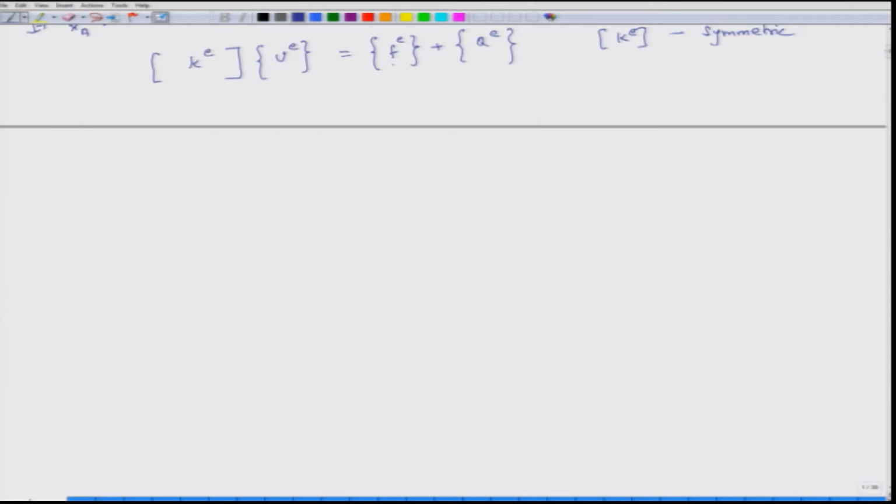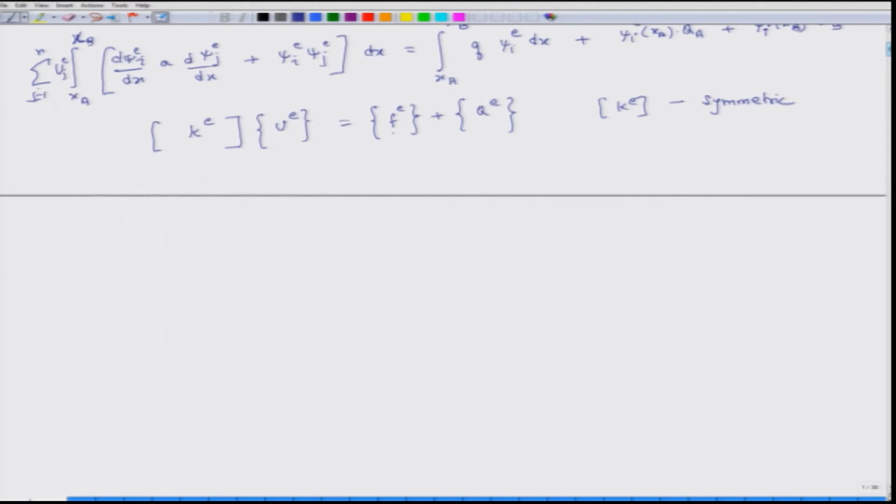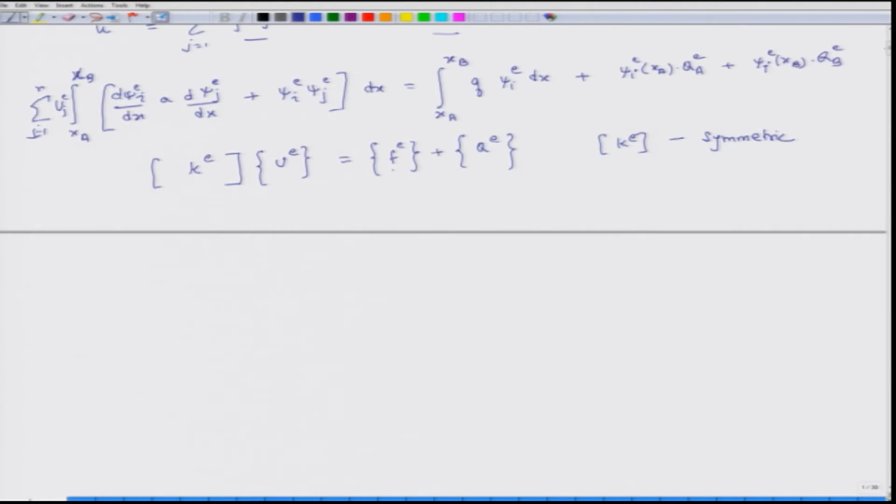So, that is my overall equation, and we will conduct the integrations. What we had discussed earlier, in the last week, was that this integral is using the global coordinate system, because I am integrating from x equal to xa to x equal to xb.